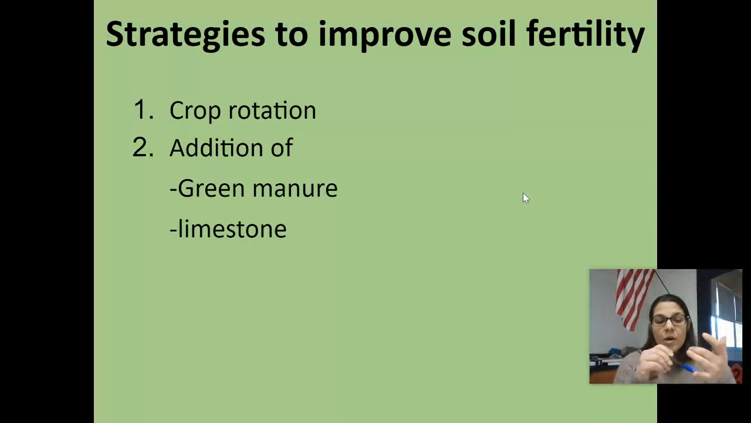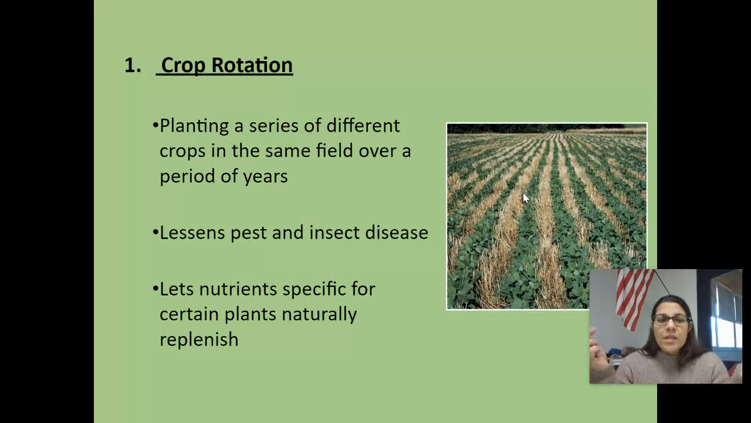All right, so different strategies to improve soil fertility: crop rotation, the addition of green manure or limestone. Okay, so what are the nutrients that you're trying to get into it? So you're going to try to do that naturally. All right, so crop rotation is just planting a series of different crops in the same field over a period of years, so that you're not planting like corn, corn, corn, and then all of the nutrients that corn needs over and over again you have to put back in. It lets the nutrients specifically for certain plants naturally replenish, and then it lessens the pests and insect disease.